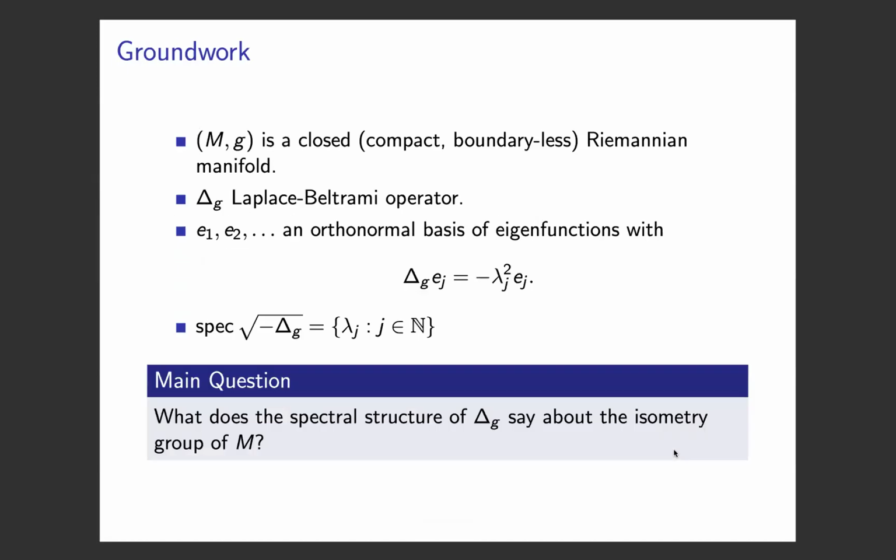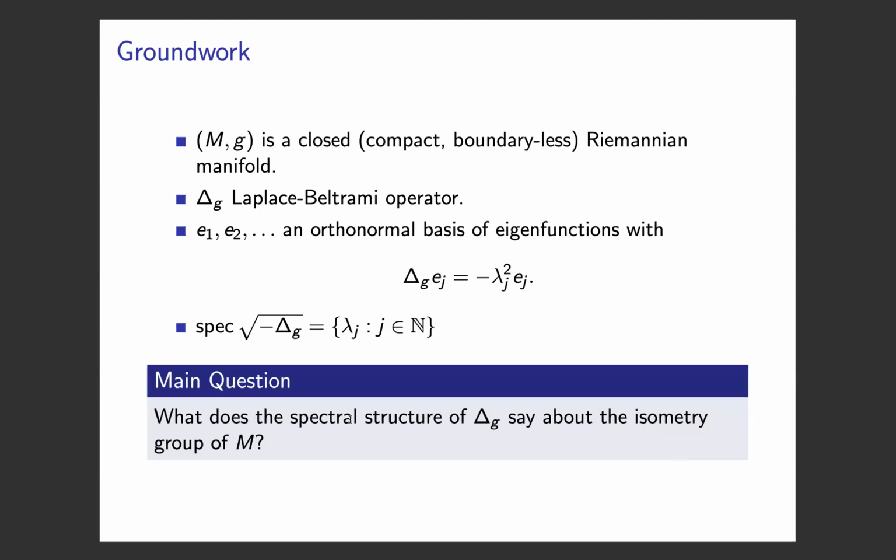We're going to begin. The setting is going to be a Riemannian manifold. It's going to be compact and boundaryless, typically, though sometimes we'll have a boundary. And most of what we're going to be concerned with today has to do with the Laplace-Beltrami operator and the structure of its eigenvalues and eigenfunctions, and how that relates to the geometry of the underlying space.